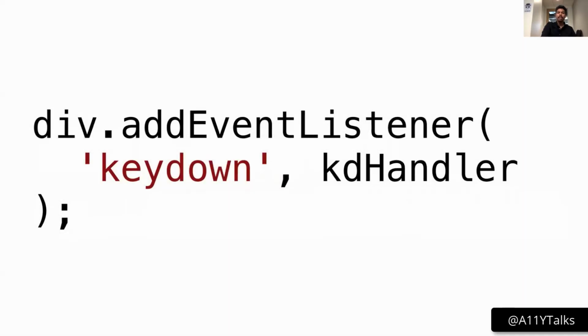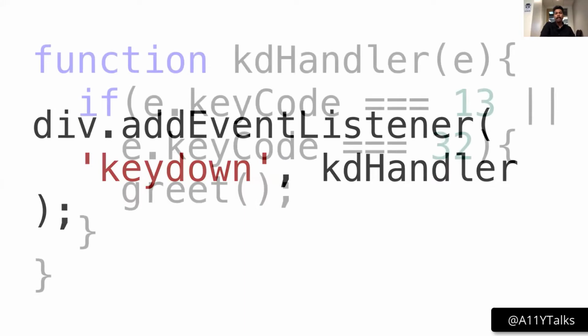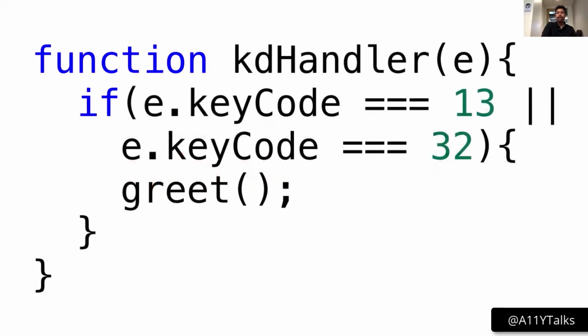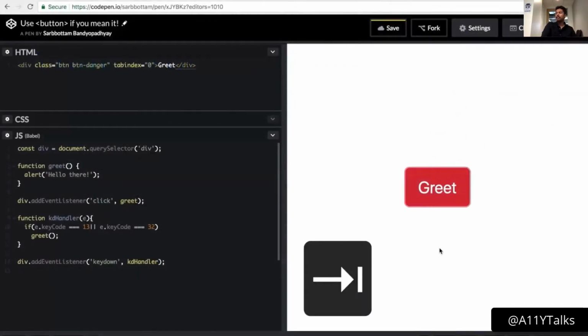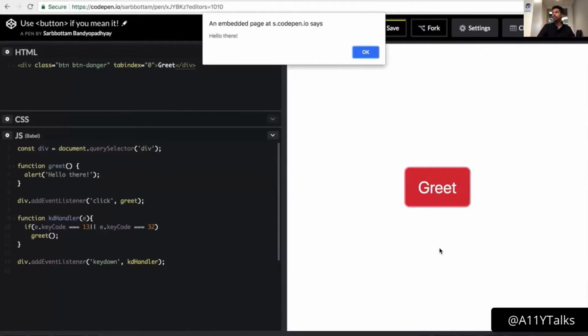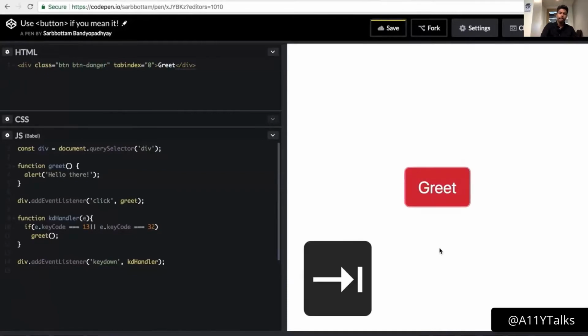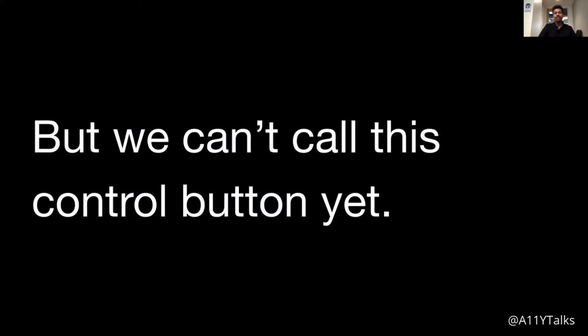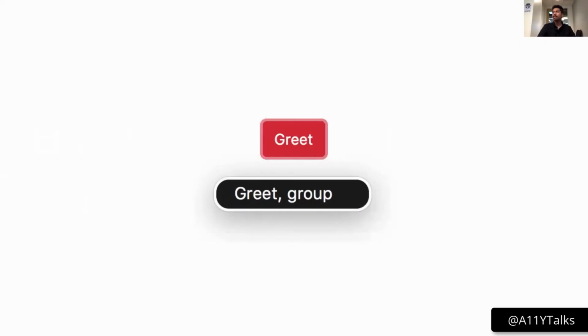So we can add a keydown handler to address this issue. A function named kdHandler is attached as a keydown handler to this div, and this function invokes the greet function if space or enter is pressed. Now this control is keyboard accessible. It is reachable as well as operable using the keyboard alone. But we can't call this control a button yet. A screen reader does not consider it a button.